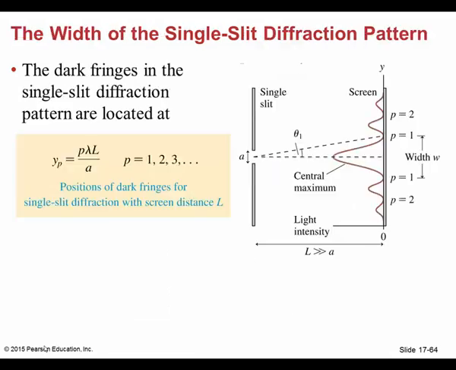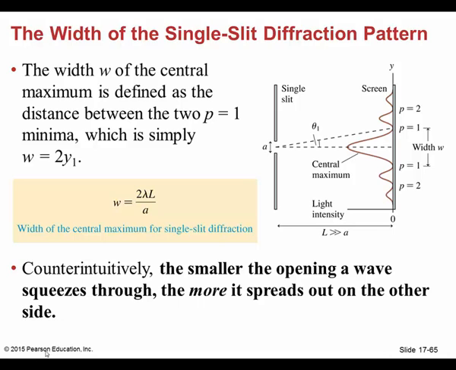We can find that width, and we can find the length to the maximum using this equation. Now, the width of the maximum, in other words how wide the maximum will be, is 2 times the wavelength times the length to the screen, divided by a. So notice the smaller the opening a wave squeezes through, the more it spreads out on the other side. Remember, I've already talked about that: the opening needs to be close to the actual wavelength to get the effect. I hope this helps.